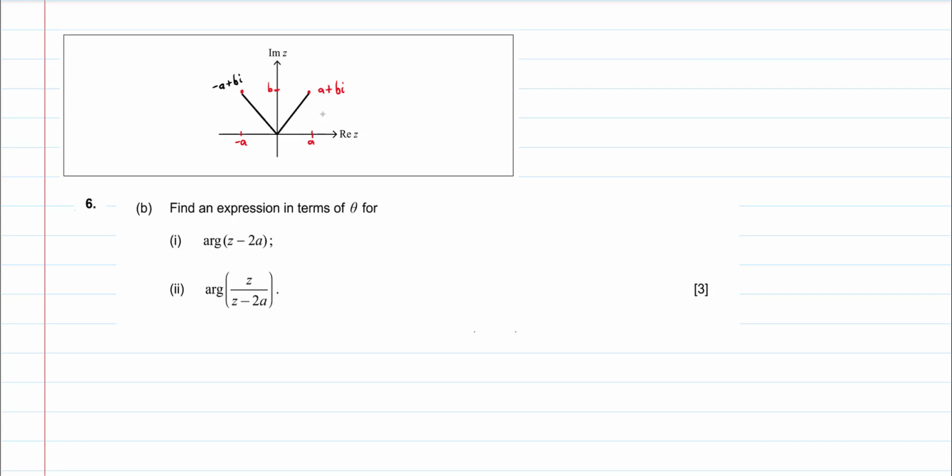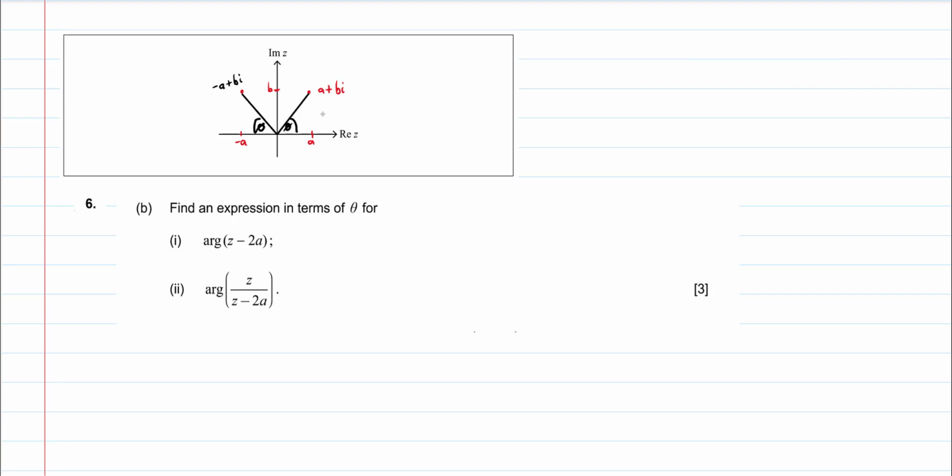Question 6b, part 1, we want to find an expression in terms of theta for arg of z minus 2a. So we've got the point z minus 2a in the second quadrant. So if we look at just z, if we had our angle theta there, well then for z minus 2a, this angle will be theta.